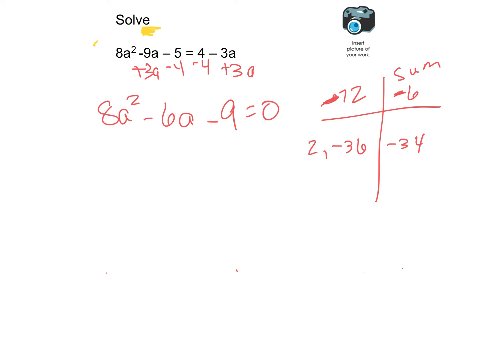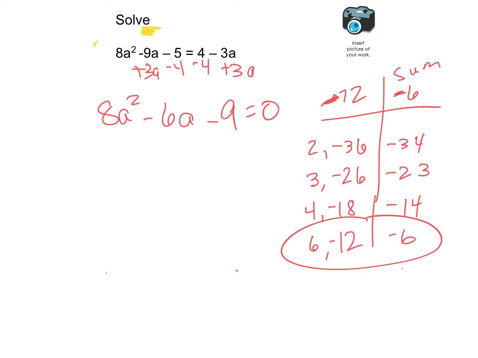Then let's see here. 72 is divisible by 3. So 3 and -24, which is -21. Still not the right number. I'm going to try 4 and -18, which is -14. Still not the right number. Not divisible by 5. It is divisible by 6. So 6 and -12, which is -6. That's the one I'm looking for.